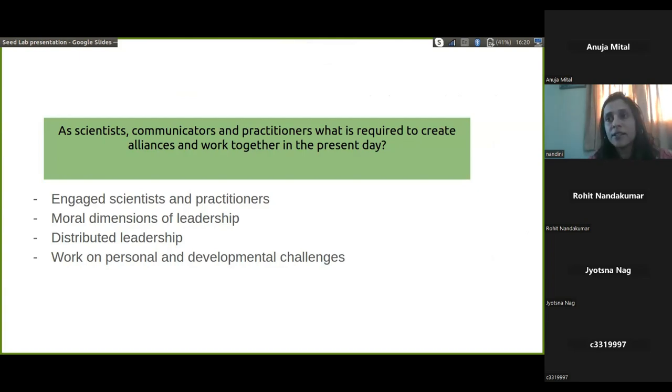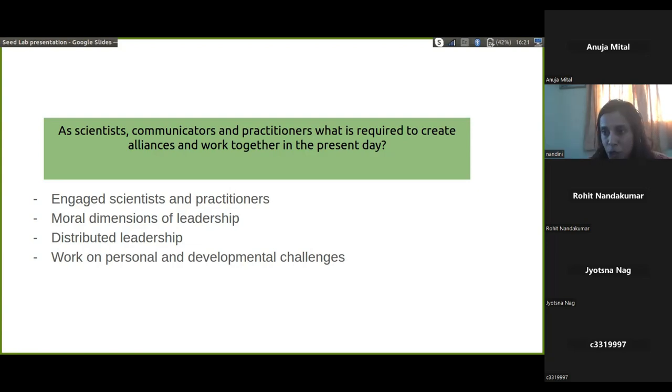And so just to summarize the first part of the talk, what I set out to ask was that as scientists and communicators and practitioners, what is it that is required to create alliances and work together in the present day? So the first point was that I think we could all agree that the reluctant scientist is more or less now a myth. Most of us are engaged in some form or the other in our work, in our personal beliefs, in the intersection of our personal beliefs and our work.